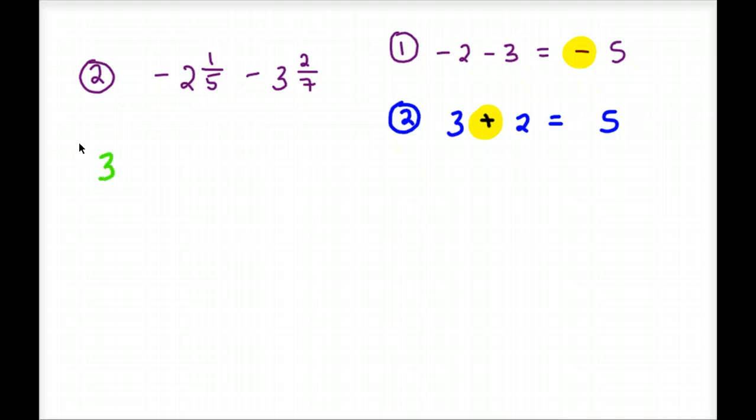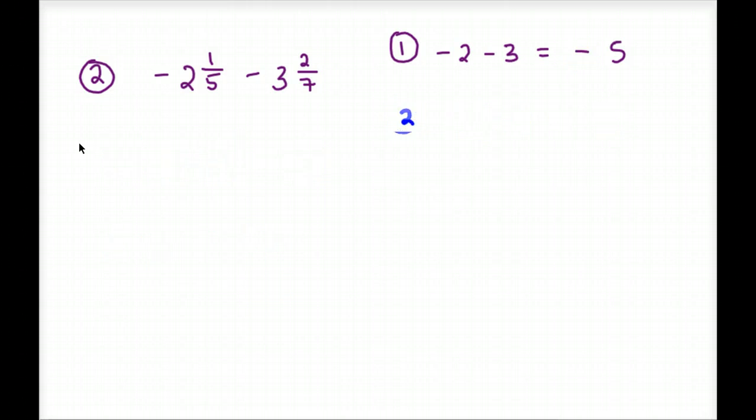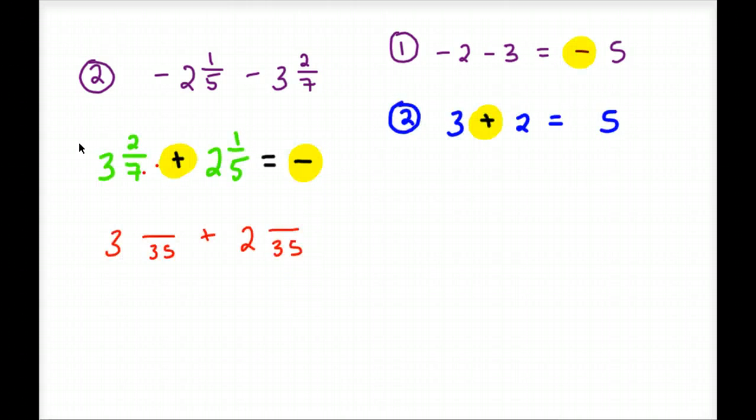So let's again write our fractions in order from greatest to least. So 3 and 2/7, 2 and 1/5. And again, the major operation here is going to be addition, and the sign will be negative. Again, common denominator, 7 times 5, multiplying both denominators is 35. So 3 and multiplying the first fraction, both numerator and denominator, by 5, getting 10 over 35. Multiplying the second fraction, numerator and denominator, by 7, yielding 7 over 35.